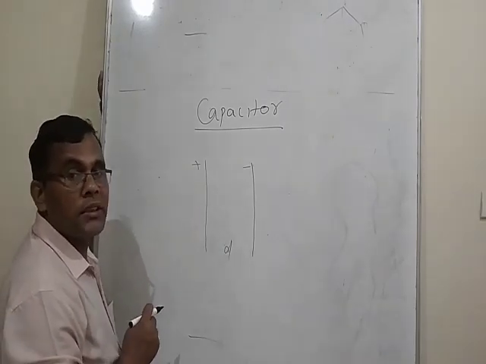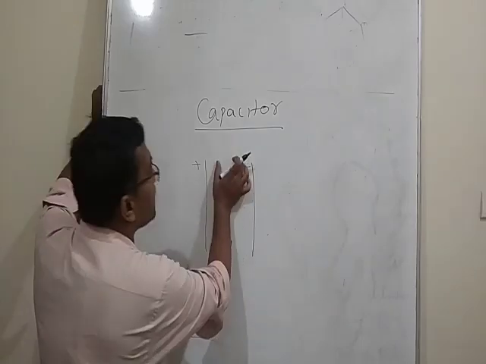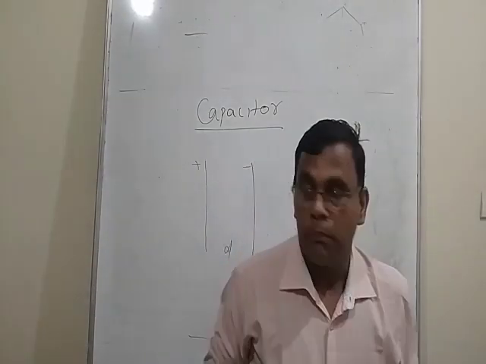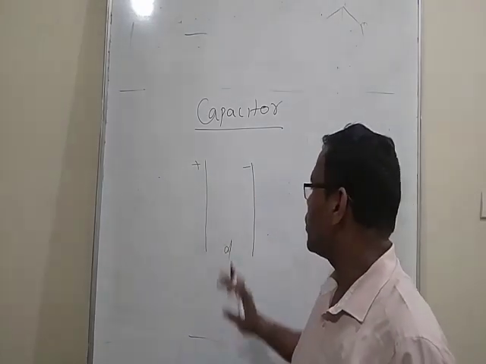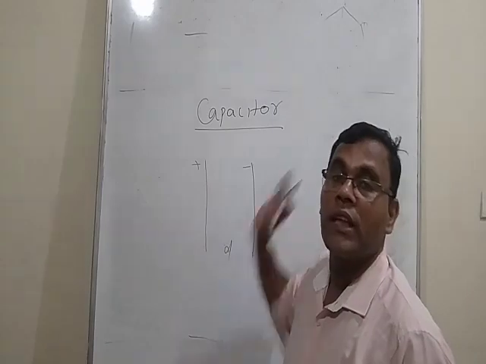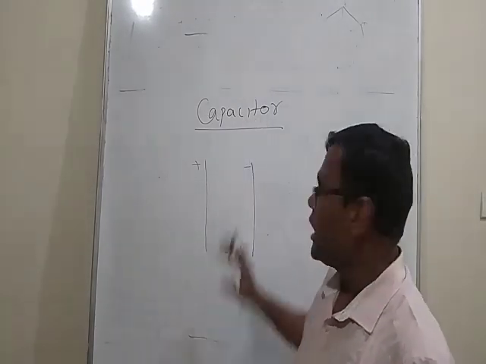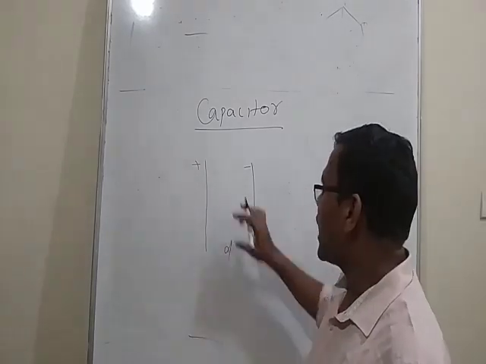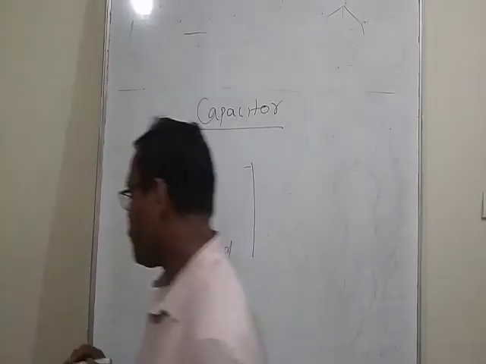The plates of the capacitor are called coatings, and the space between the two plates is filled by some insulating materials known as dielectrics. According to the name of the dielectric, the capacitors are named. If the dielectric is paper, it is called a paper capacitor. If the dielectric is air, it is called an air capacitor. If the dielectric is some electrolytic material, it is called an electrolytic capacitor.